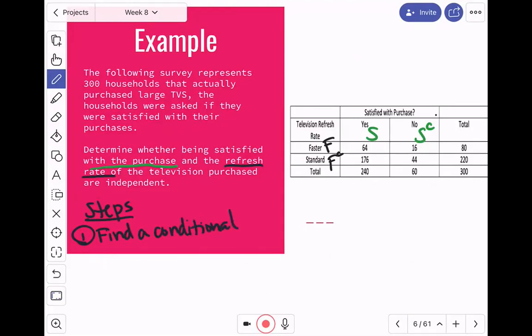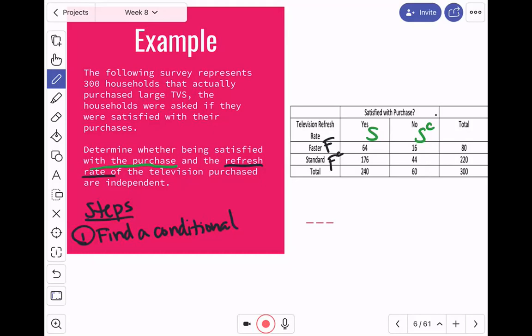There are two conditionals you can actually find here, but they have to involve what two events? What two events am I looking at here? Can anybody tell me the two events I'm looking at? Satisfied with the purchase and the refresh rate. Good.